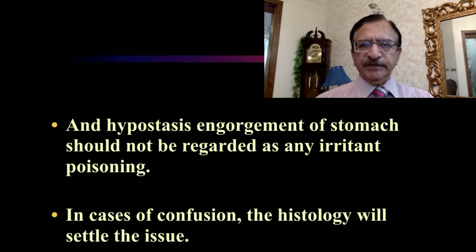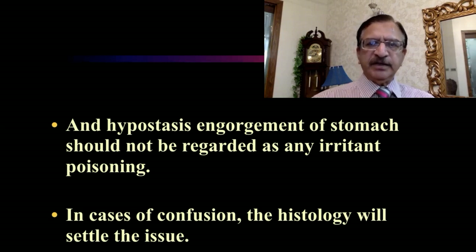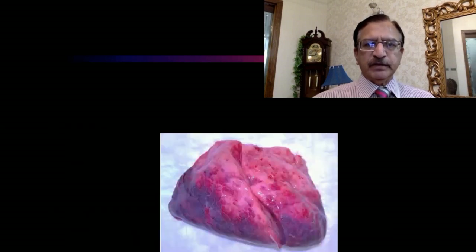So if there is some confusion, histology can decide this issue, because in hypostasis, the blood will be intravascular. It will not be outside the vessel, and there will be no inflammatory cells. Like in inflammatory conditions or infections, there will be cells of inflammation or infection in the histology section. So this is the lung showing the hypostasis. You can see the dorsal surface, which is showing the hypostasis.